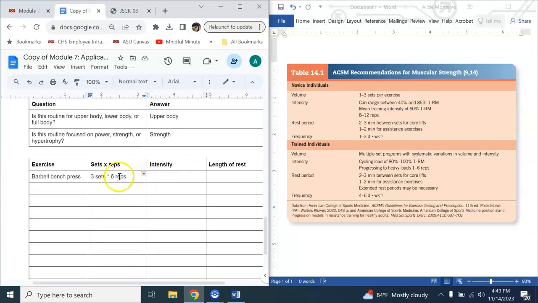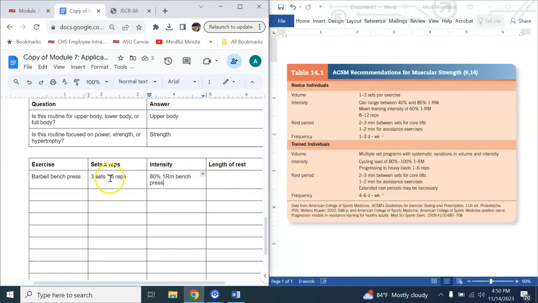So I'll do 3 sets of 6 reps. What intensity? 80 to 100% of 1 rep max. Since I have higher repetitions, I'm going to want to be on that lower end. If I had 3 sets of 1 rep, I would be at that 100%, or higher, maybe 85 to 90%. But because I'm at 6 reps, I'm going to need to be at that lower end. So I'm going to put 80% of the 1 rep max bench press.